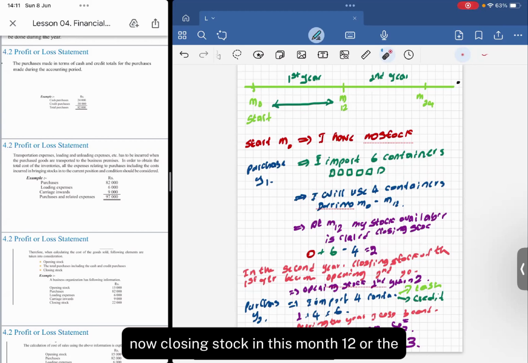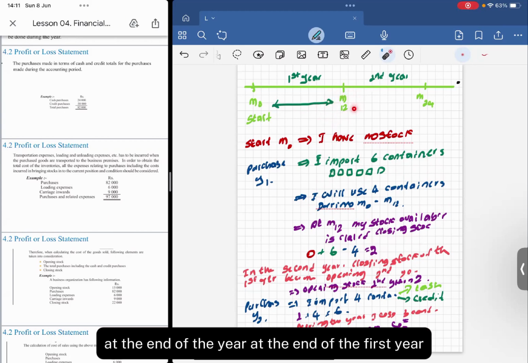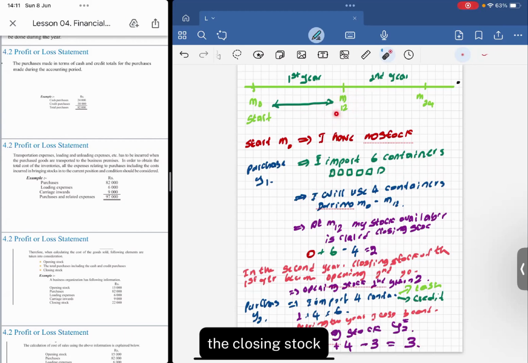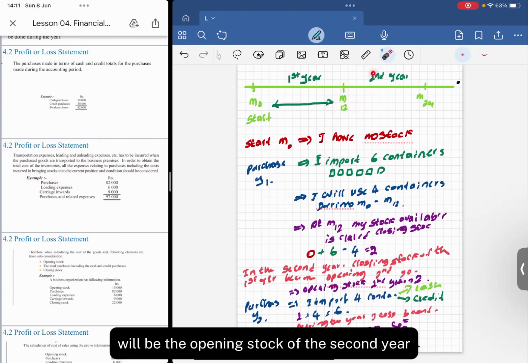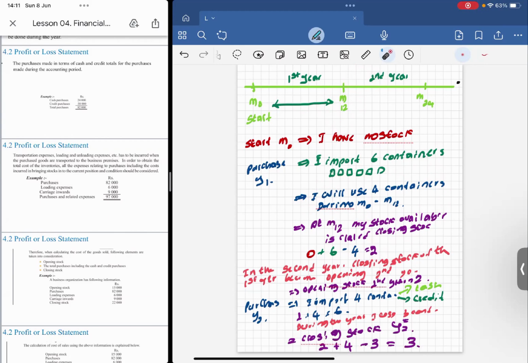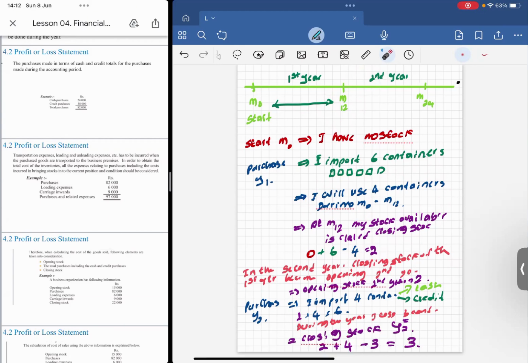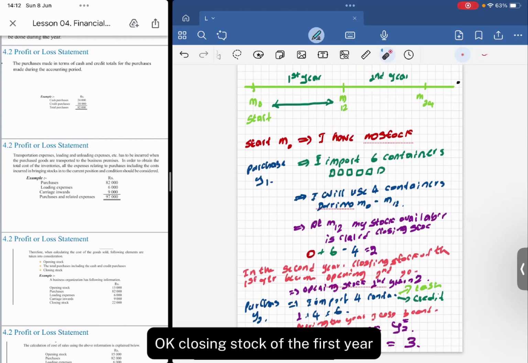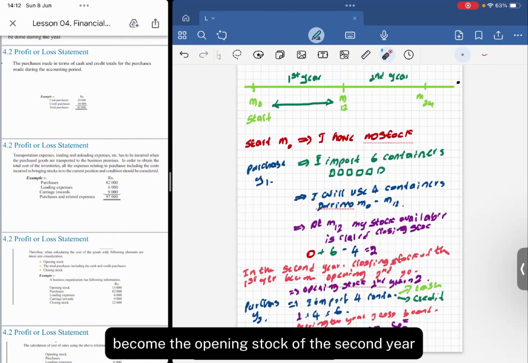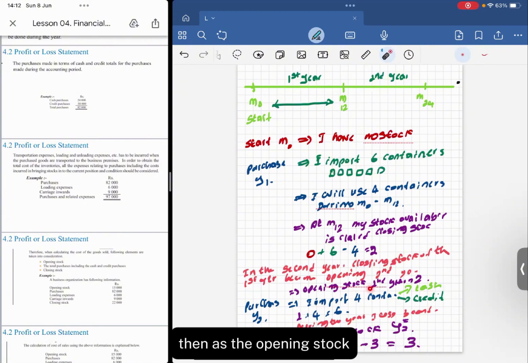Now, closing stock at the end of the first year will be the opening stock of the second year. In the second year, the closing stock of the first year becomes the opening stock. As the opening stock, you have 2 containers.